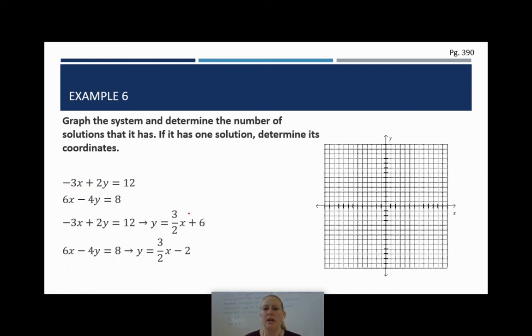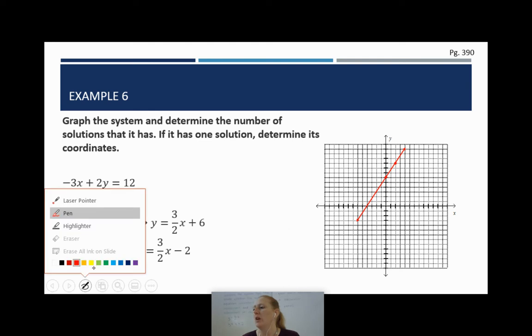So it looks like my y-intercept is 6. So 1, 2, 3, 4, 5, 6. Make a little dot there. My slope is 3/2, so down 3 over 2. Make another dot. Oh, sorry, my bad. Up 3 over 2. It was positive. My apologies. So up 3 over 2. Use my straight edge to connect the dots.